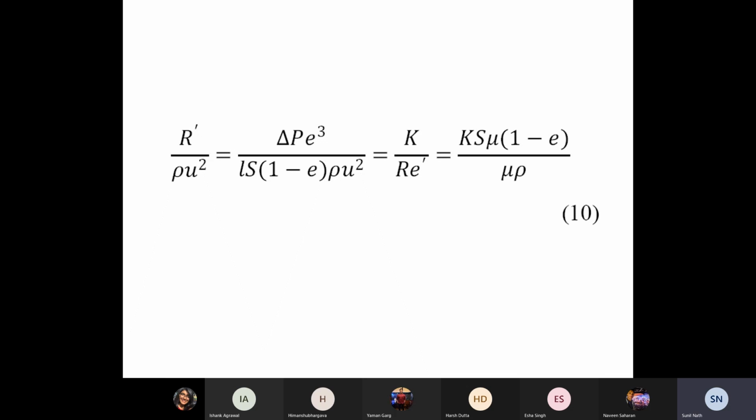Now I can write this in the form that this is some constant by the modified Reynolds number. That modified Reynolds number is just u rho upon S into mu into 1 minus e. So that's the definition of the modified Reynolds number Re prime, and that's used in equation 10, and k is the Kozeny equation constant. S is, of course, as you already know, meter squared by meter cubed for the bed. Mu is the viscosity of the fluid, e the void fraction, rho is the density of the fluid. So what you get is equation 10.